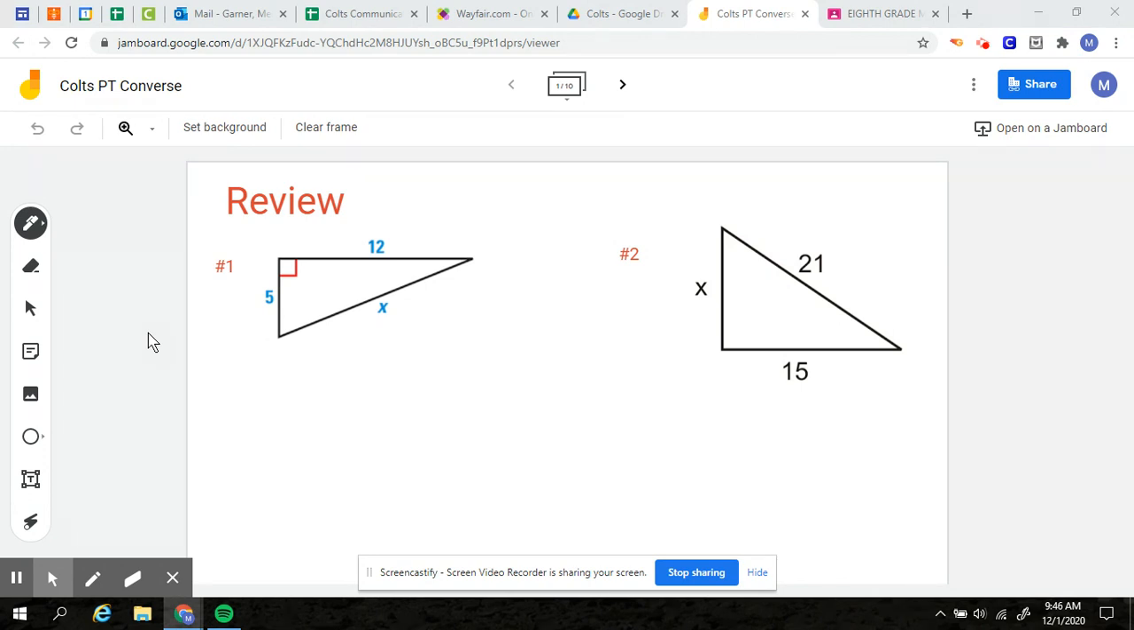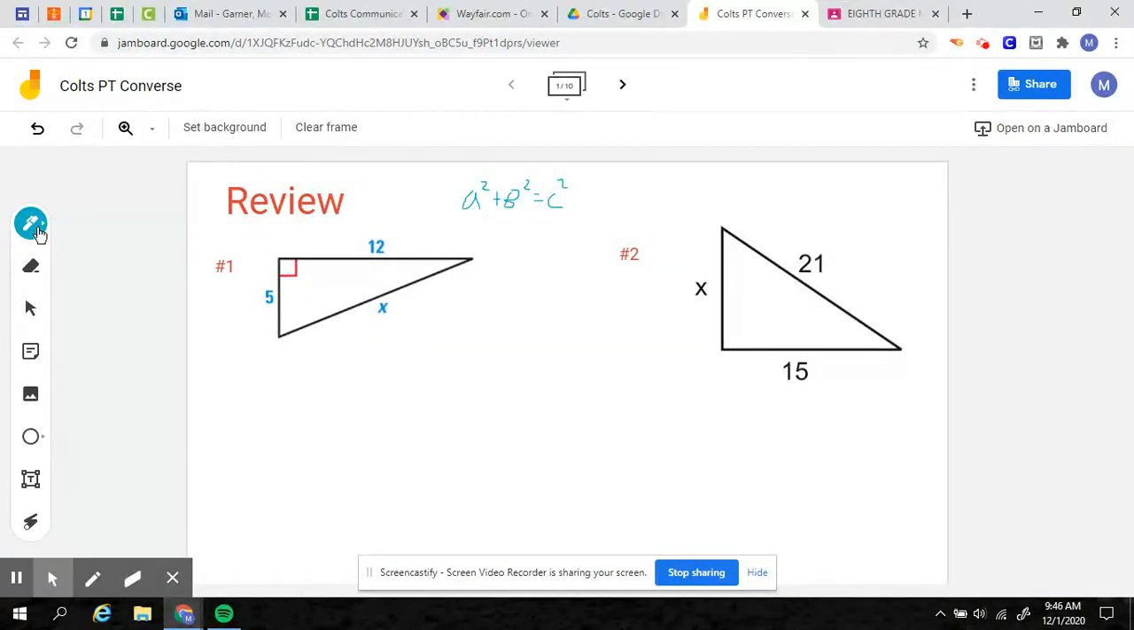This first slide is a review, and this is going over how to solve for the missing side of a right triangle using the Pythagorean theorem. So quickly, at the top here, I will write that theorem for you. Remember that it's a squared plus b squared equals c squared.